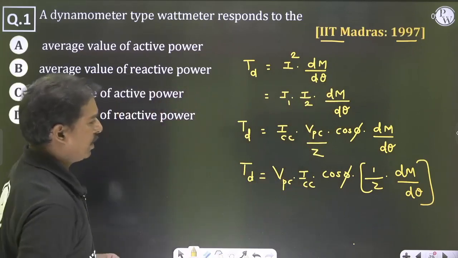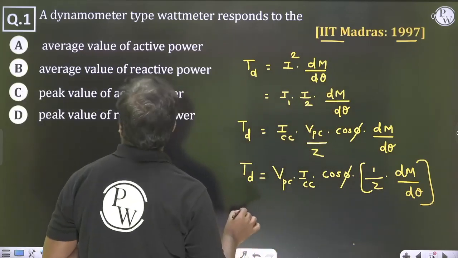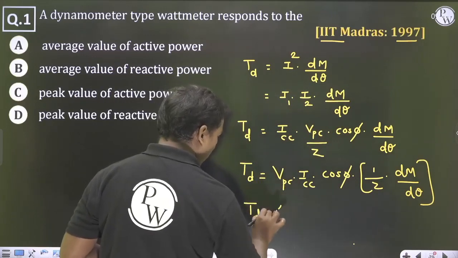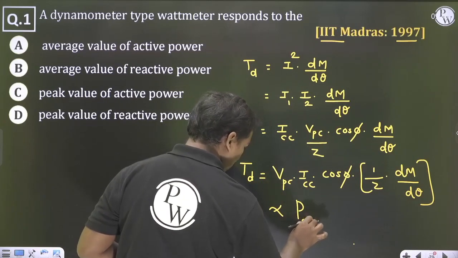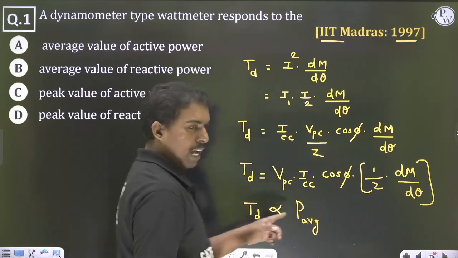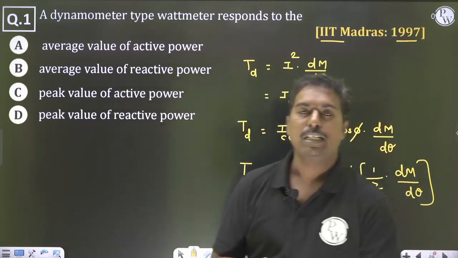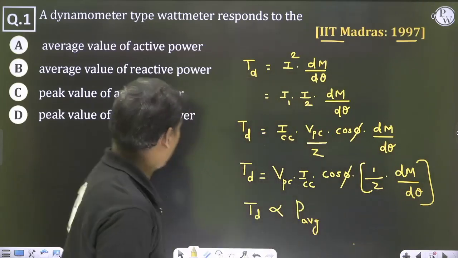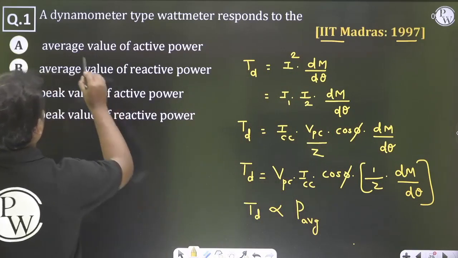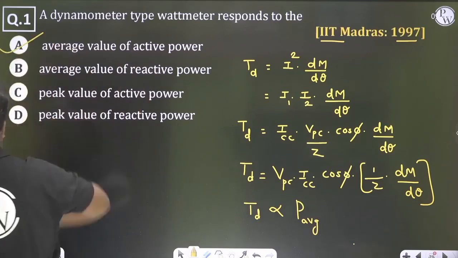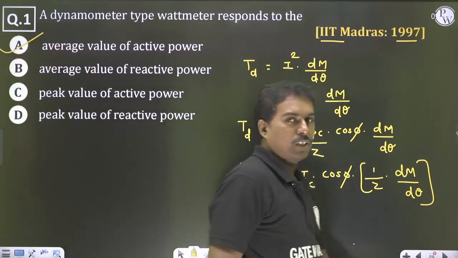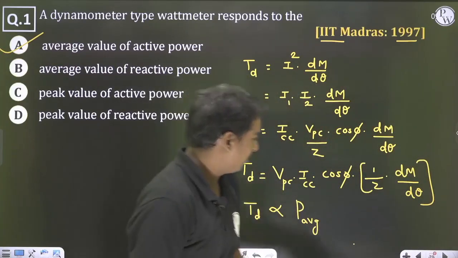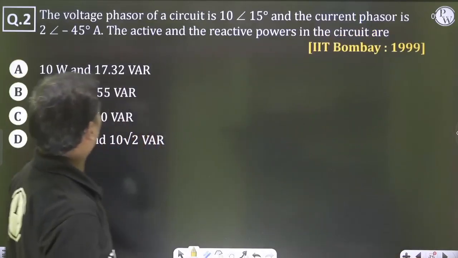Now if we check this power equation, T_D is proportional to the average torque, V_PC I_CC cos phi. That is the active power, also called the average power. So the right answer for this question is the average value of the active power. Question number 1, option A is the right answer. Now let us move to the next question.